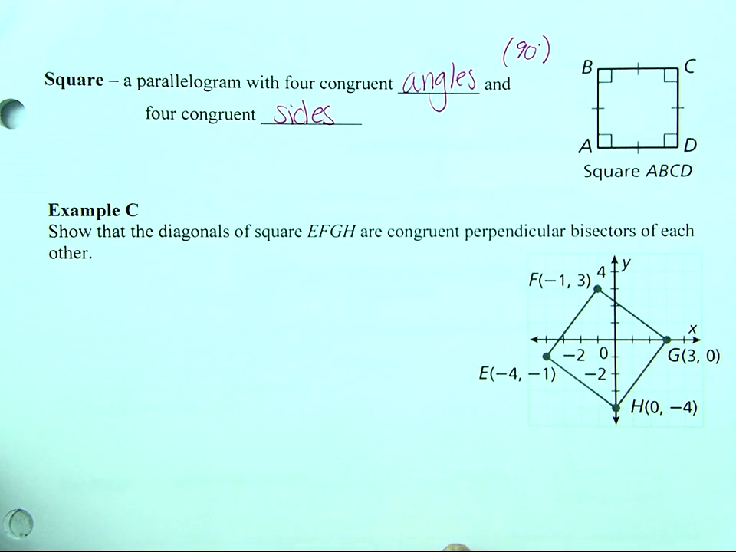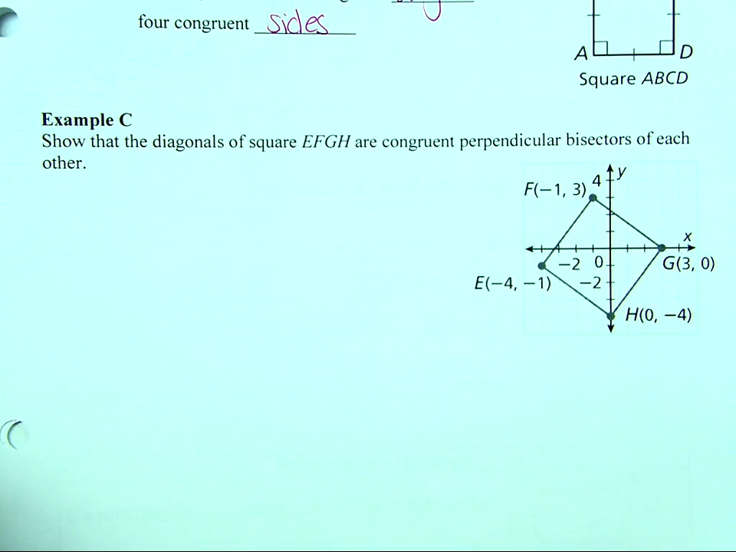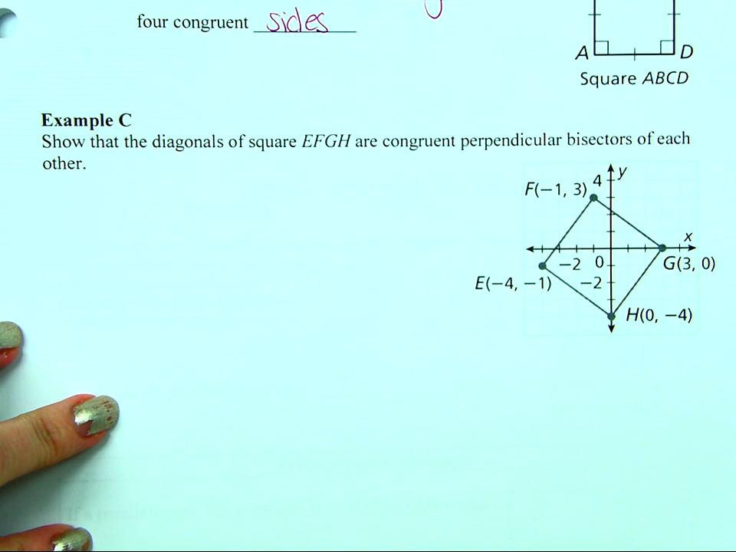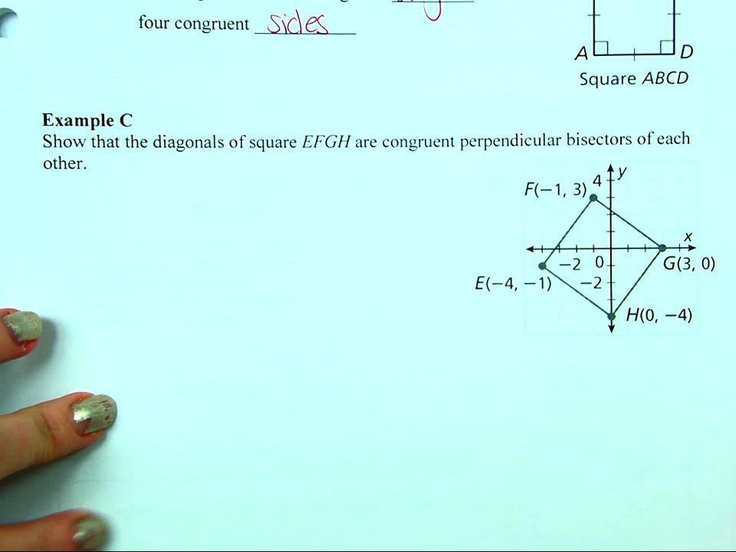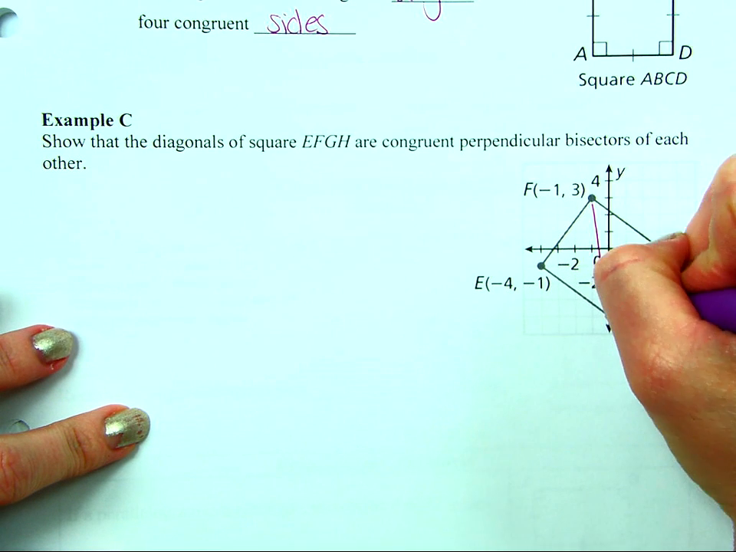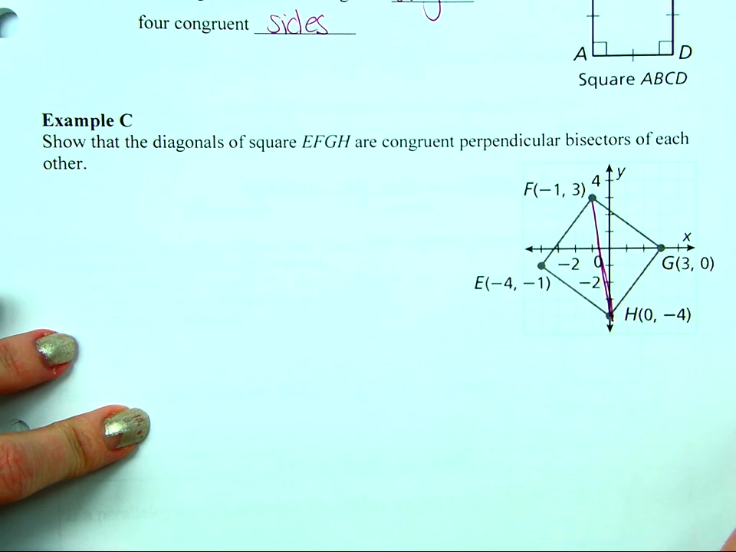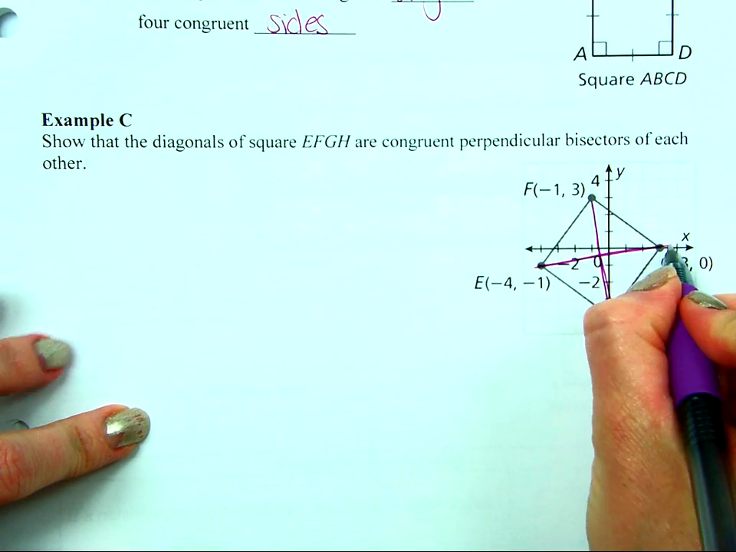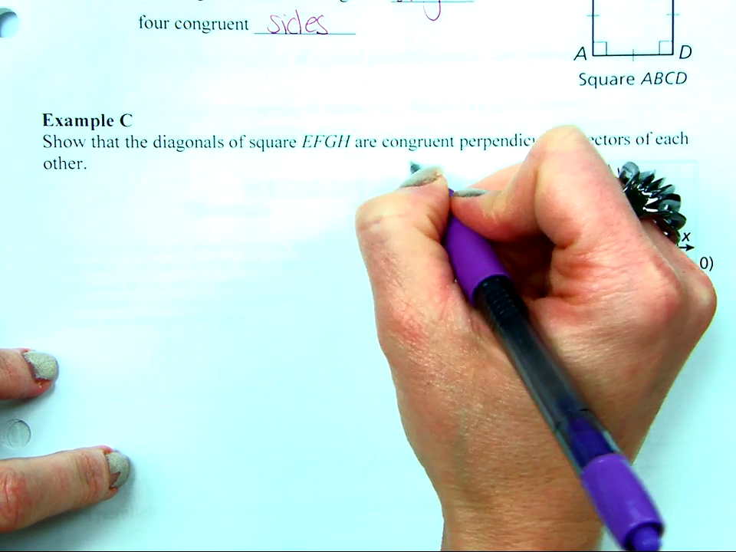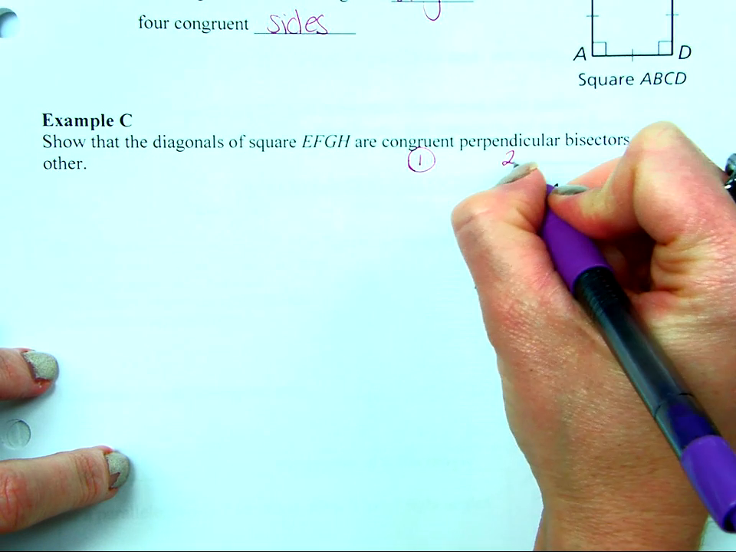Example C is wanting me to show or prove some of those properties about the diagonals. It says, show that the diagonals of square EFGH are congruent perpendicular bisectors of each other. My diagonals, FH and EG, those are my 2 diagonals, my 2 purple lines. I'm really wanting to show congruent perpendicular bisectors. I'm going to break that into 3 parts.